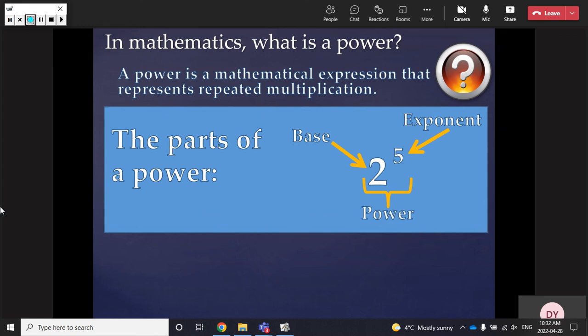A lot of the times we say 2 to the power of 5, but really what we should be saying is 2 to the exponent 5. Because the whole thing, 2 to the exponent 5, is called a power.